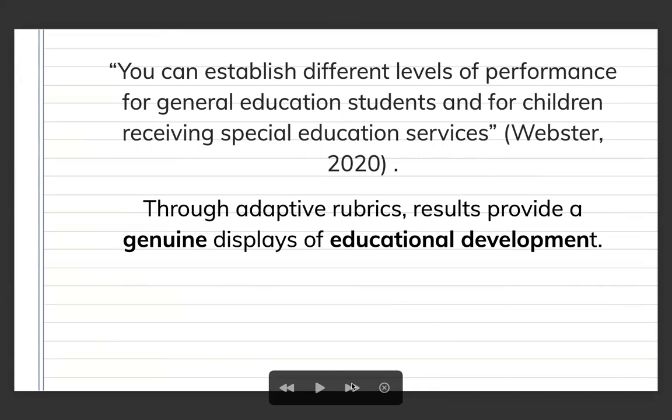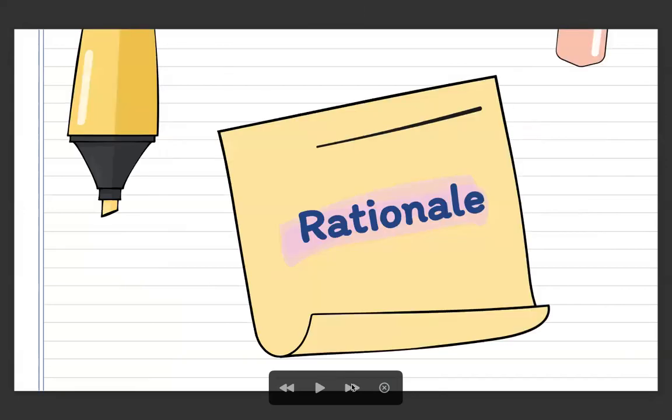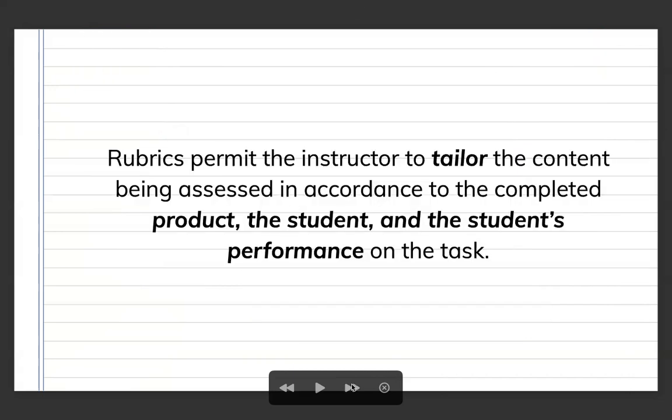Through adaptive rubrics, results provide a genuine display of educational development. They display a clear insight as to what that student has collected from the content in consideration of the data we have on them and what they're capable of. Which leads us to our rationale.